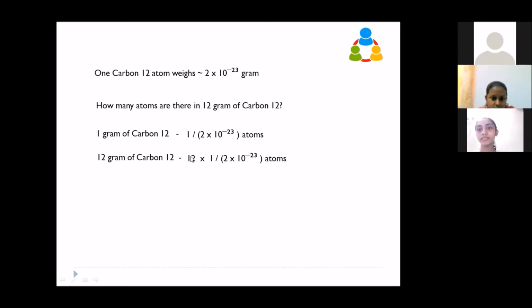12 by 2 is 6. 10 raised to minus 23 from the denominator, when it comes to the numerator, this minus will become plus, so 10 raised to plus 23. Right? 12 by 2 is 6. So there is no exact value.